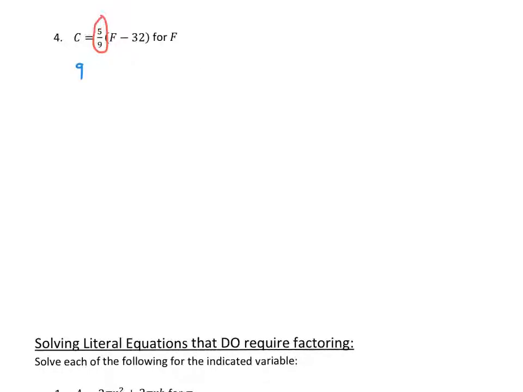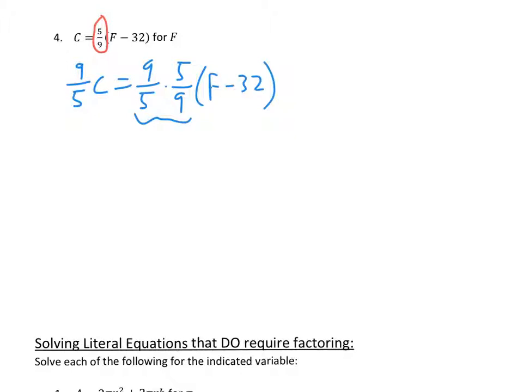So 9/5 C equals 9/5 times 5/9 times F minus 32. Now again, the 9/5 times the 5/9 is really just 1. And 1 times F minus 32 is just F minus 32. So we really just have 9/5 C equals F minus 32.